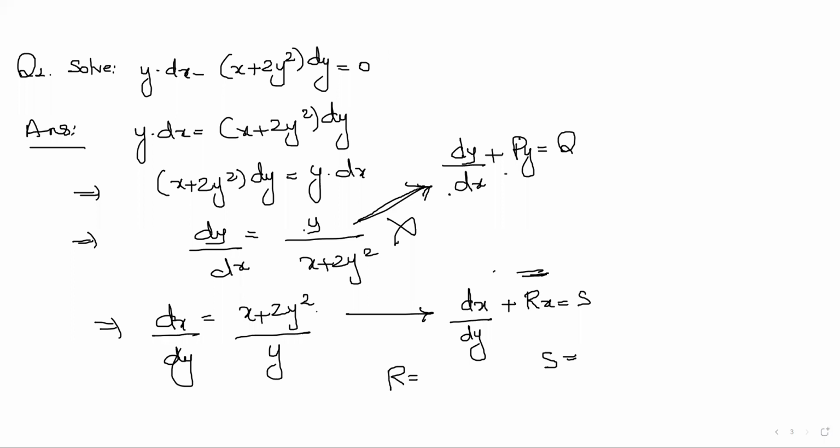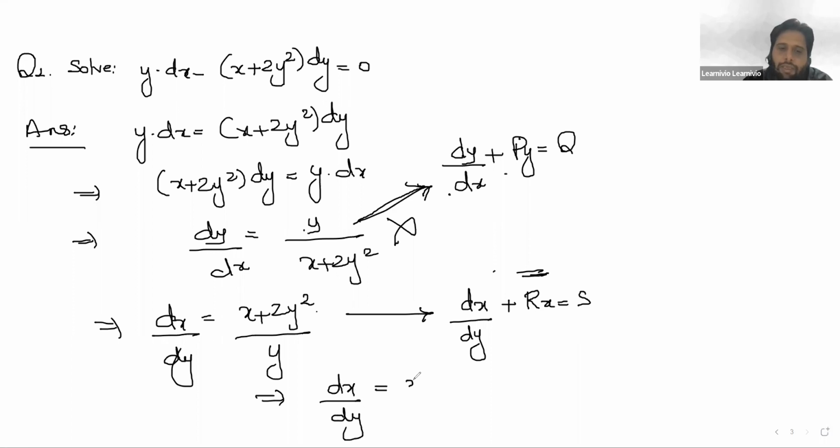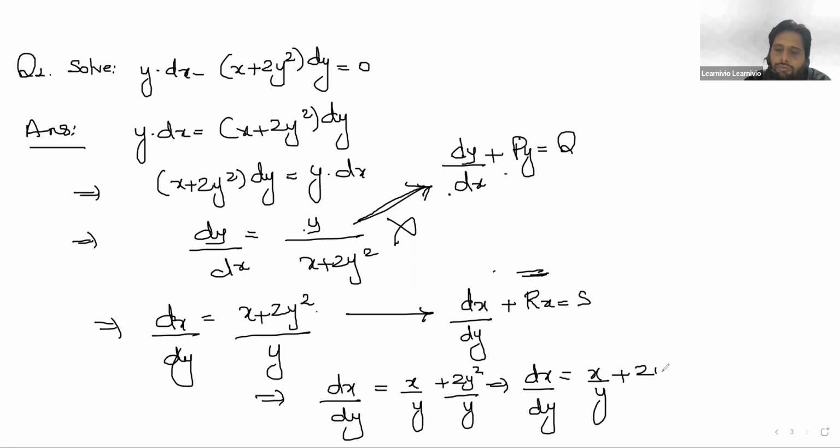No, that's not correct. No one has solved this. Please check here. First, you need to change this into this form. dx by dy you already have. Then you need plus rx, a term which consists of x. So first of all, break this. dx by dy is equal to x by y plus 2y square by y. So here you will get dx by dy is equal to x by y plus 2y.